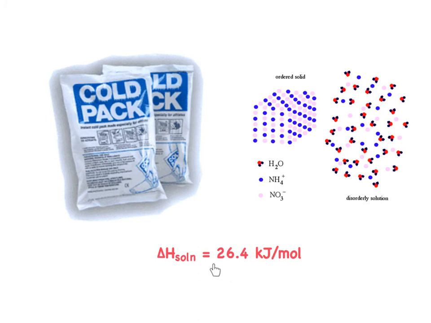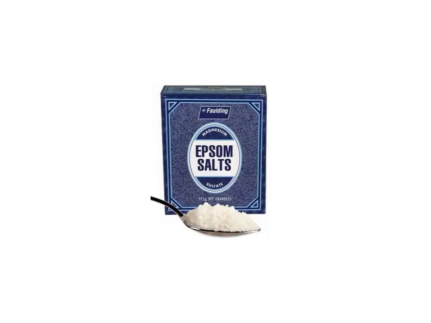Note that it has a positive value. It's an endothermic process. Adding magnesium sulfate, better known as Epsom salts, to water is an exothermic process with a delta H of negative 91.2 kilojoules per mole. In this case, the energy needed to rearrange the particles is less than what's released upon the formation of the solution. In the introduction to thermochemistry, we learned that exothermic processes tend to occur spontaneously or are thermodynamically favorable. Endothermic processes, not so much.